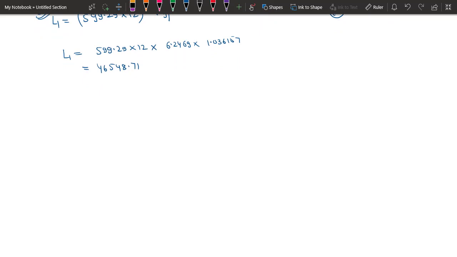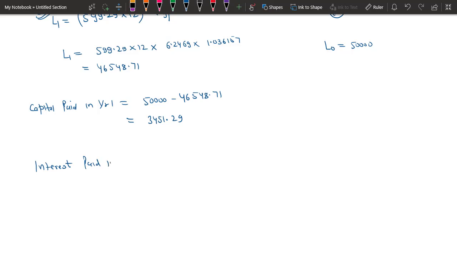Now we know the value of L0. The value of L0 is the loan itself, that is 50,000. So we can calculate the capital paid in year 1 is equals to 50,000 minus the capital left after the payment of 12th payment at time 1, that is 46,548.71. So the total amount of capital that has been paid in year 1 is equals to 3451.29.